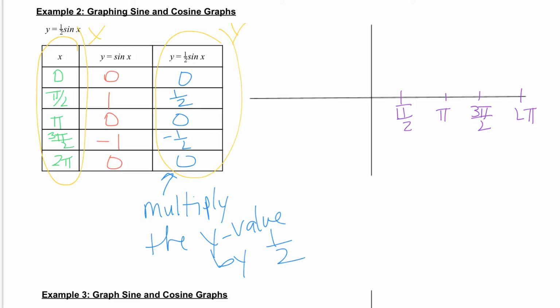We are going between 1/2 and -1, so I'm going to use this as +1 and -1, and so this marking here and here is +1/2 and -1/2, directly halfway between. And then I'm going to plot my points. I have the point 0, 0. I have the point pi over 2, 1/2, pi, 0, 3 pi over 2, -1/2, and 2 pi, 0. And then I'm going to draw in my nice curved sine graph.